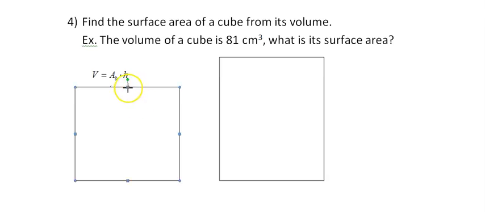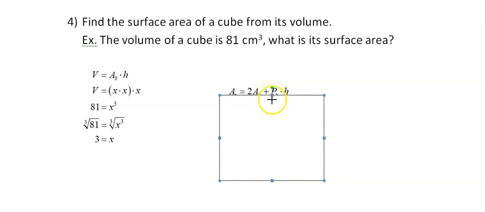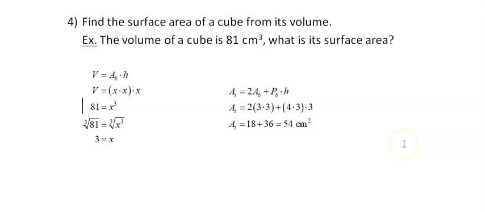So when I plug in, I would get volume equals area base would be x times x. It's a square, and the height is also x. So it turns out that my side length is 3, and if you want to pause to find the surface area, if you want to give that a try, now's the time. The surface area formula we know is 2 area base plus perimeter base times height. And when you plug in, this is what you get.